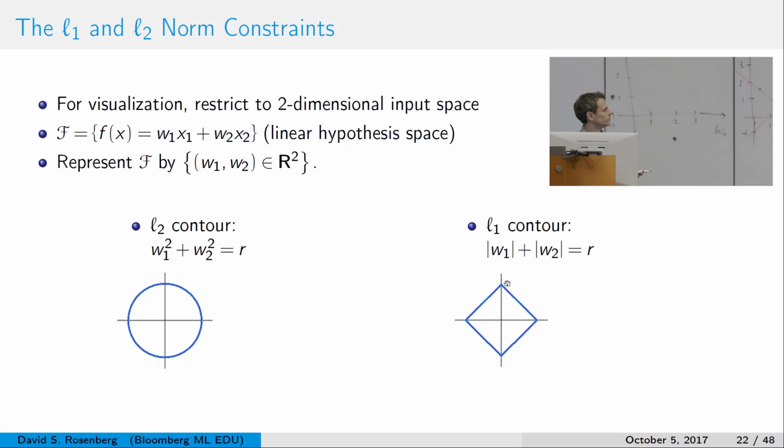Now over here, with a little bit of thinking, you can see that this L1 constraint corresponds to this diamond-shaped contour. Right? So every point on this diamond-shaped contour corresponds to a prediction function, right? Because these are parameters for this prediction function. And moreover, every point on this particular contour has the same L1 complexity.